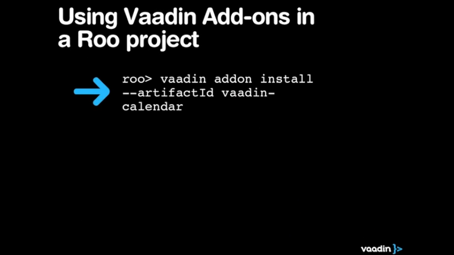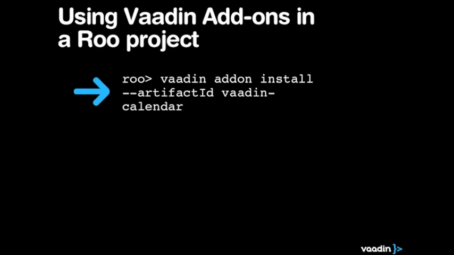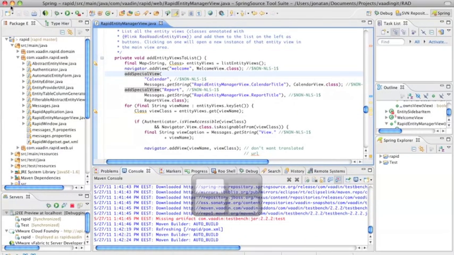Okay, so using your own add-ons in a Spring Roo project. Let's go back here. I won't go through setting up the environment or creating the domain model or creating CRUD views, because all of these are very nicely explained on the vaadin.com/springroo site. So I'll just demonstrate how you add an add-on to a Roo project. And actually I have the very same pizza shop project.